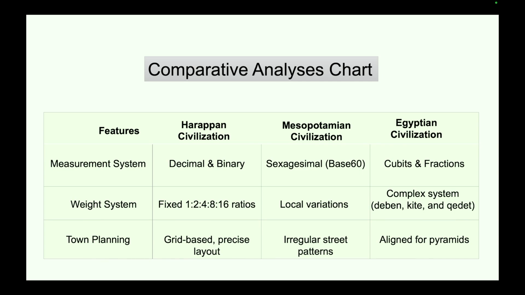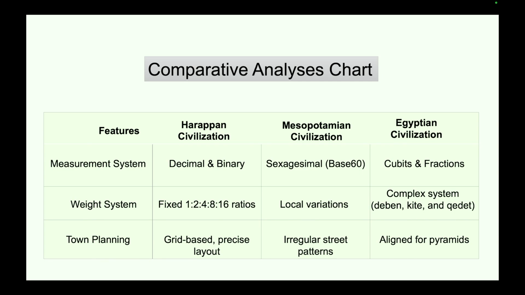In Mesopotamian civilization, it is sexagesimal base 60, and in Egyptian civilization, cubit and fractions. If we look at the weight system, the Harappan civilization ratio is 1 to 2 to 4 to 8 to 16, and in Mesopotamia there are just local variations, and in Egypt it is a complex system like Theban, Kite and Quedet.